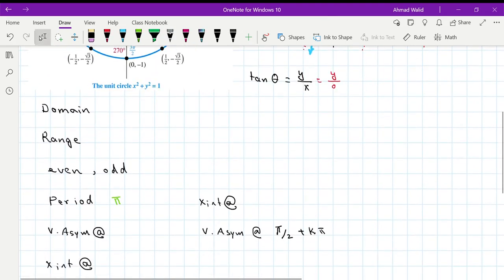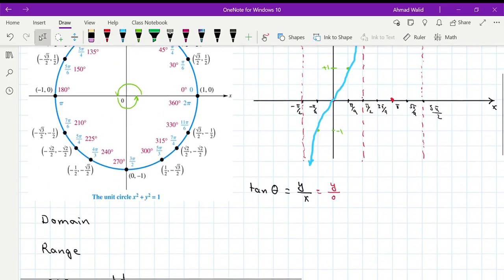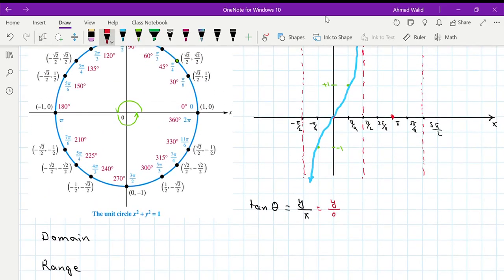X-intercept always happens at 0 plus what? K pi. These are really important information that you have to remember. You see, always x-intercept happens at 0, and if you add another pi from this red point to this red point, from 0 to pi is 1 pi. You see, always 0 happens at where? At 0 plus k pi. Correct?